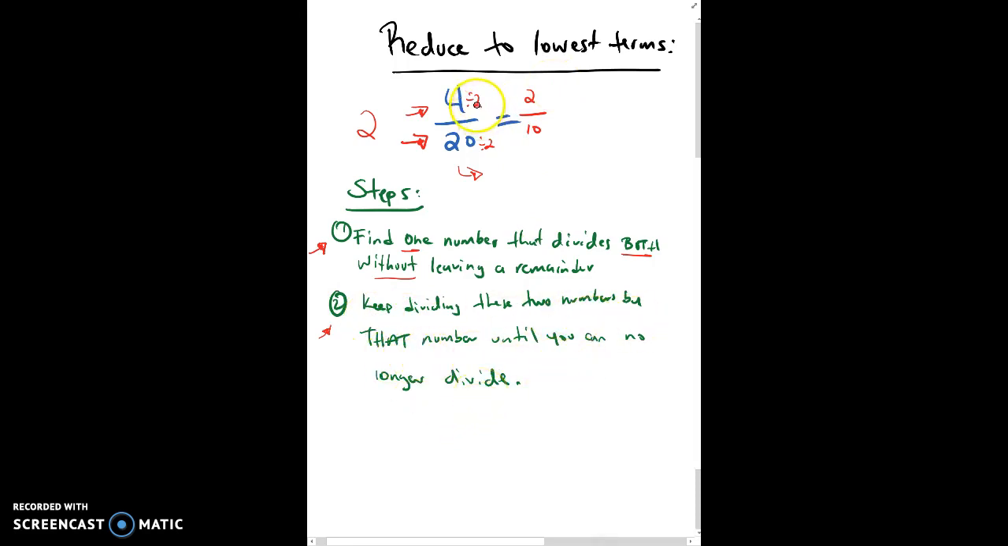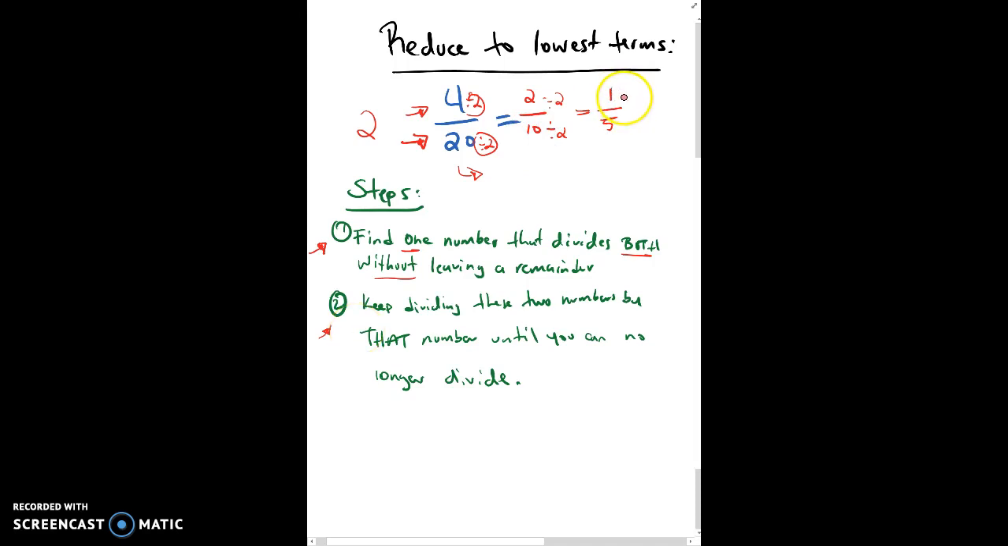So we ask ourselves, can we still divide by 2? If the answer is yes, then we divide by 2. We divide the top number by 2, which equals 1, and then the bottom number also by 2. 10 divided by 2 equals 5. Okay, so then we go back to the second step. Can we still divide this?